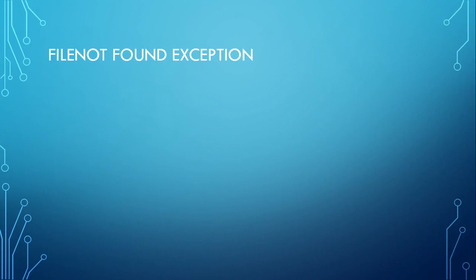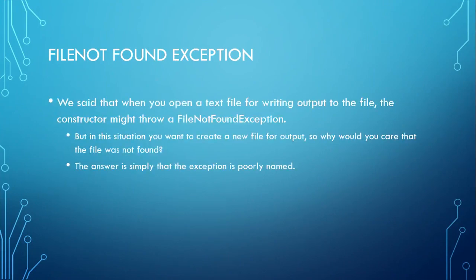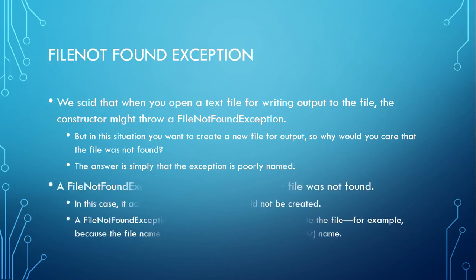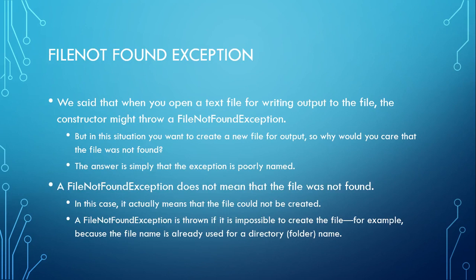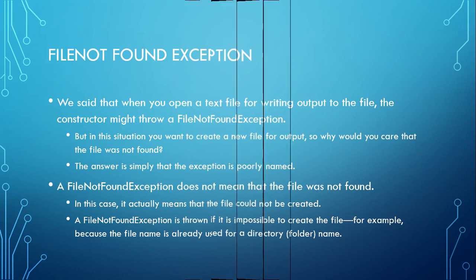All right, we're going to circle back around now to our FileNotFoundException. We said that when you open a text file for writing output to the file, the constructor might throw a FileNotFoundException. But in this situation, let's say you want to create a new file for output. So why would you care that the file was not found? You're just creating a new file, right? Well, the answer is simply that the exception is poorly named. A FileNotFoundException does not necessarily mean the file was not found. In this case, it actually means that the file could not be created. A FileNotFoundException is thrown if it is impossible to create the file, for example, because the file name is already used for a directory or folder name.